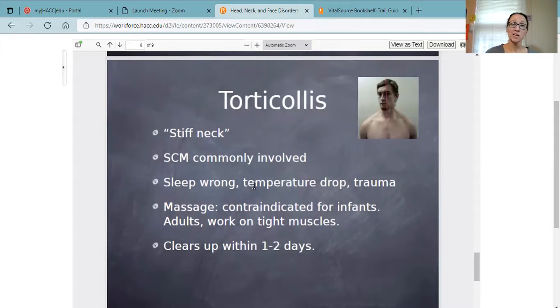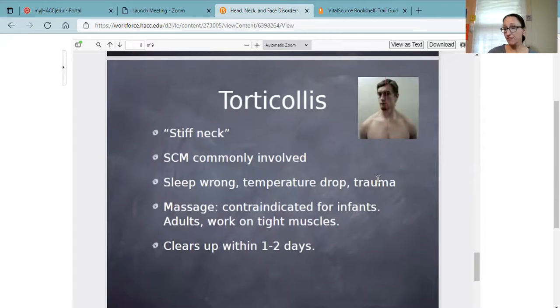You slept with the air blowing on you, like having a fan blowing on you when you sleep, or sleeping under an air conditioning vent or something like that. A lot of times we're not aware of it, but we'll instinctively try to move away from the air that's blowing. So we're engaging our SCM to turn our head to the opposite side, and it gets stuck like that. Any kind of trauma to the neck, like whiplash, could cause this.